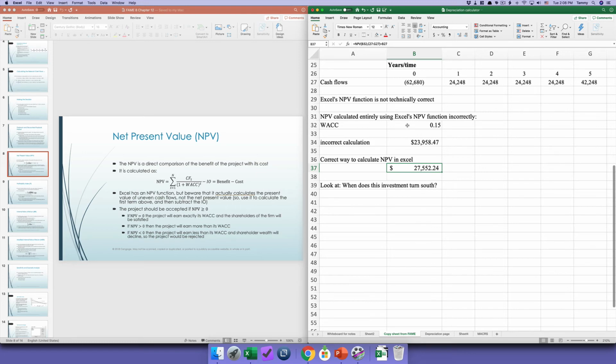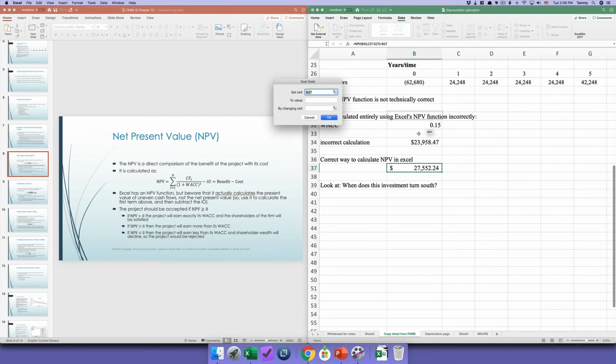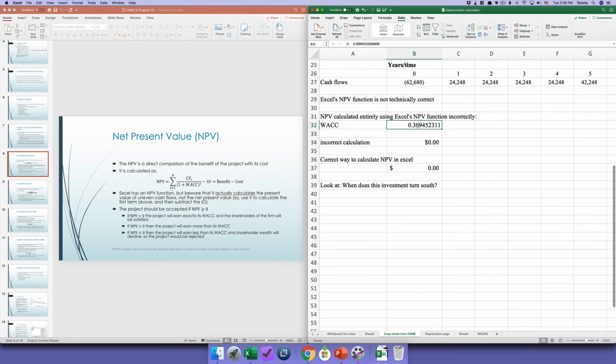Okay, so what we want to do, we want to use the goal seek function, data, what if analysis, goal seek. We want to set the net present value equal to 0 by changing the discount rate. Okay, so at 30% return, 30% discount, we get a net present value of 0. Okay, I'm going to pause this for a minute and continue.